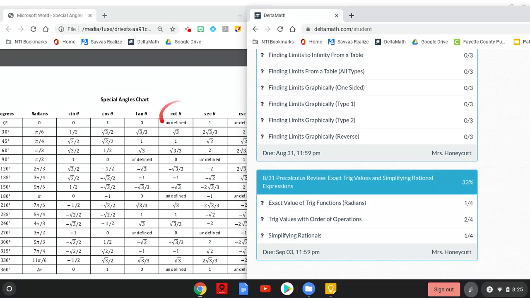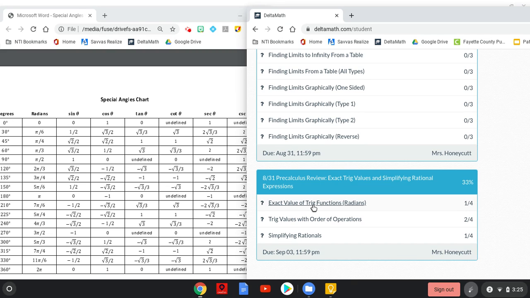And if you don't have this chart or if you don't have that unit circle memorized, then you're going to be stuck. So either download this chart and print it out or copy it down, do whatever you need, but make sure that you have this somewhere in the front of your binder in the back where you can find it very quickly anytime you need it.